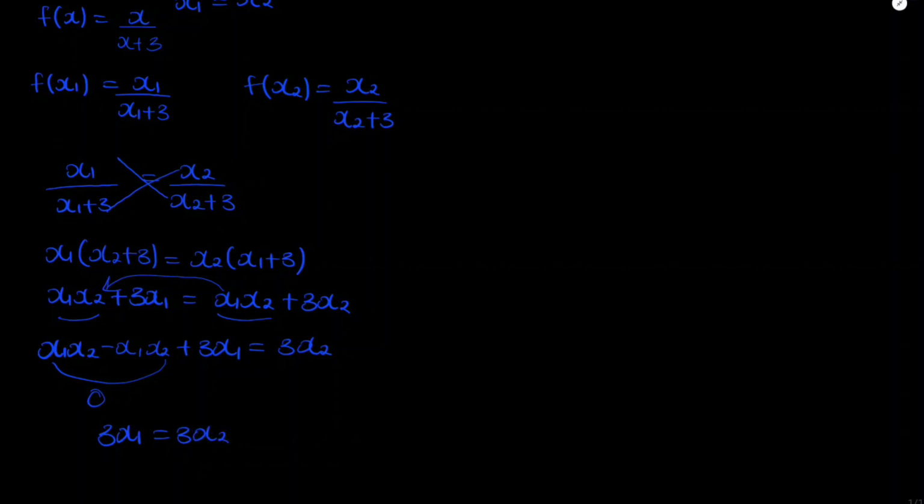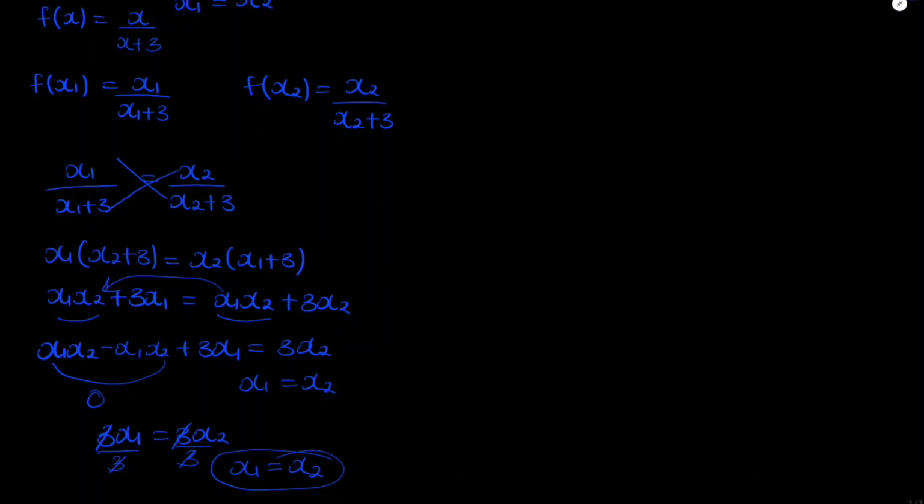Remember, we want to end up with x1 equal to x2. That is when we are going to know whether it is injective or not. So at this point, we are going to divide both sides by 3. The 3 will cancel out there, and the 3 will cancel out here. And finally, we are left with x1 equal to x2. So at this point, we can conclude that f of x is injective.